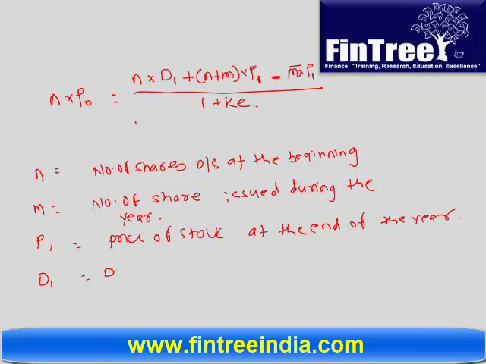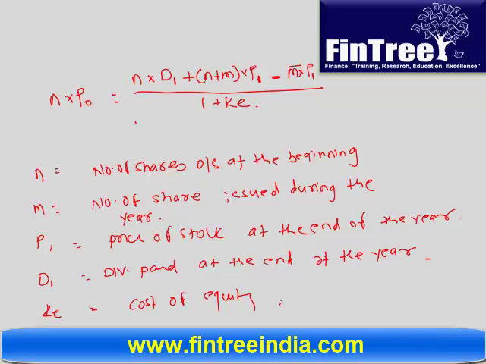D1 is the dividend paid at the end of the year, and KE is the cost of equity. If you see, it's the same formula that we saw earlier: P0 is equal to D1 plus P1 divided by 1 plus KE. Why is it the same formula? We are just doing it on a total basis, multiplying both sides with n.